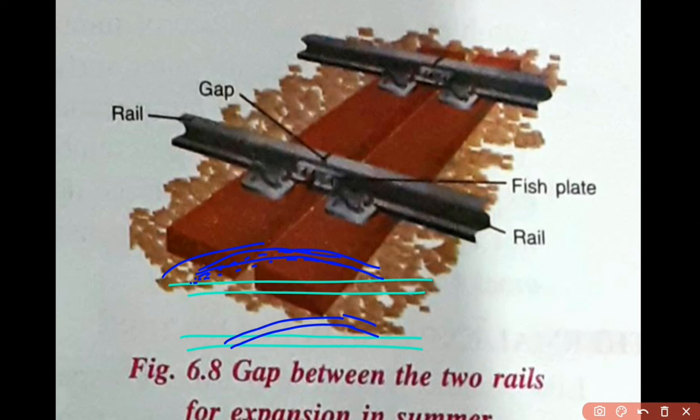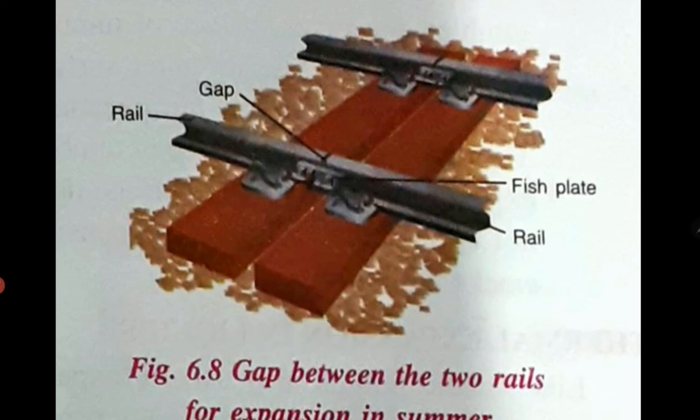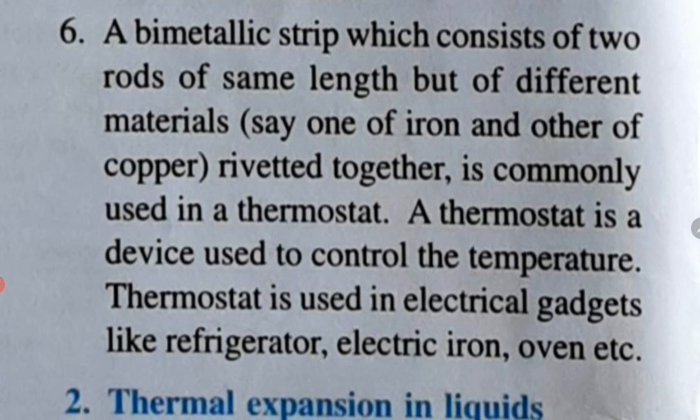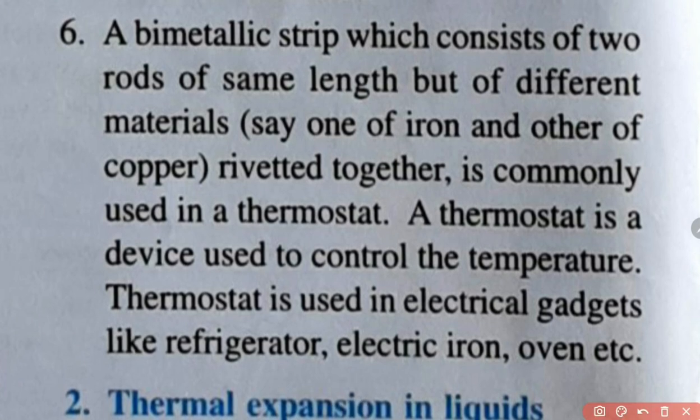Now coming to the last point of the topic, thermal expansion. The sixth point, bimetallic strip. Bi means two, metallic means made out of metal. Strip is kind of a ruler. A bimetallic strip consists of two rods of same length but of different materials, say one is made out of iron, the other out of copper, riveted together, meaning fixed together. It is commonly used in a thermostat.